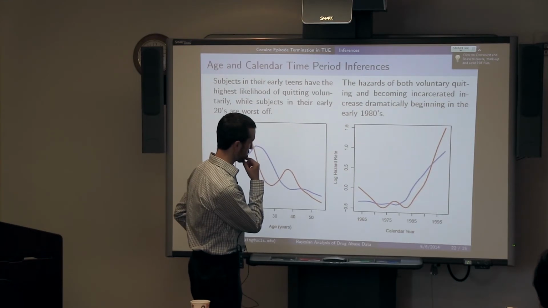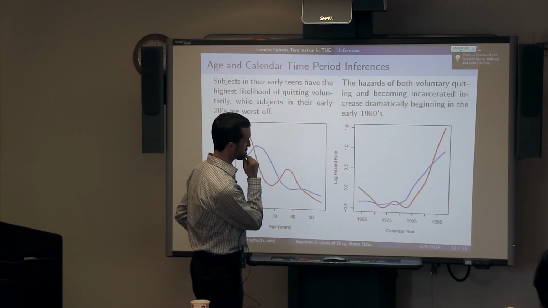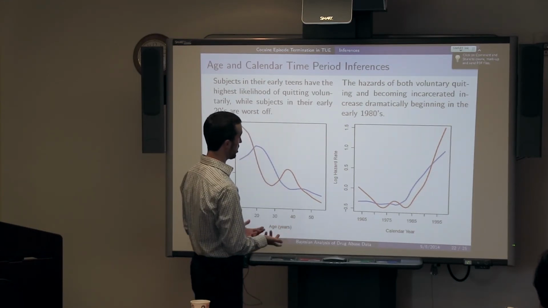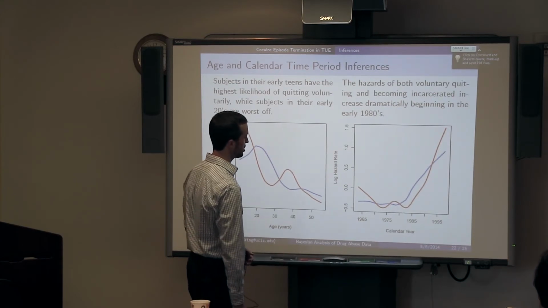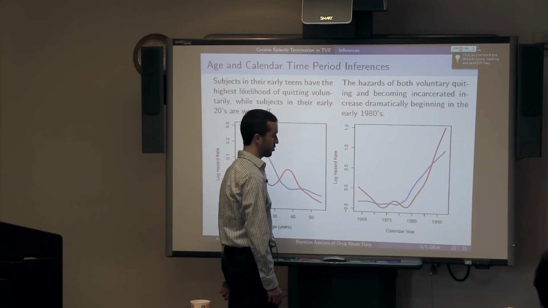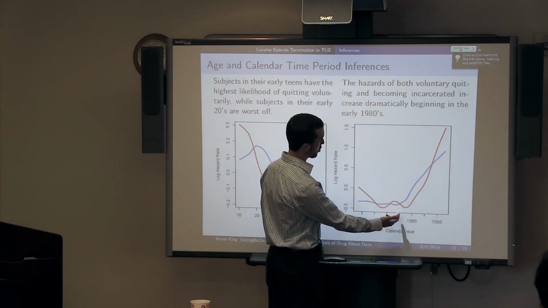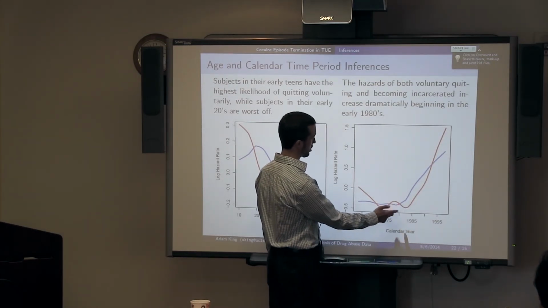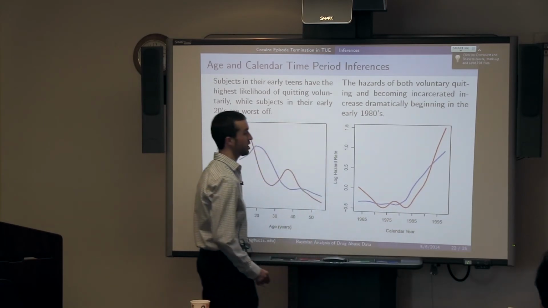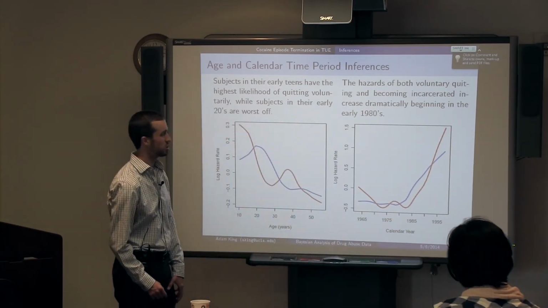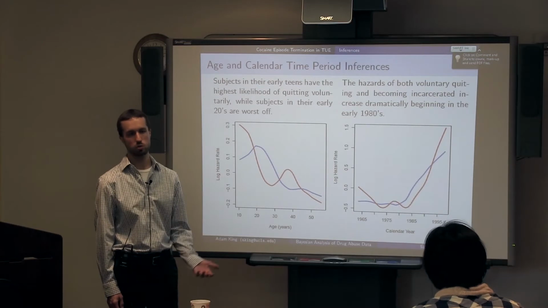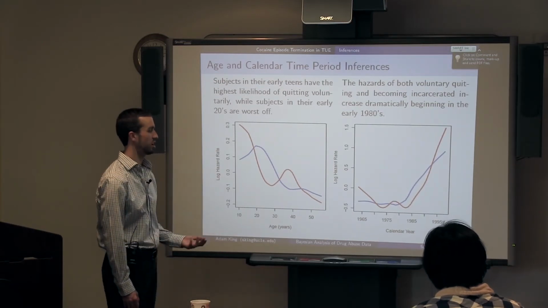Probably the more interesting picture, I think, is depicting the relationship between absolute calendar time and the risk of these two events. What you'll see, first of all, the most notable feature of this plot is that risks for both events very dramatically increase starting around the year 1980. This is very plausible for incarceration risk. If you'll recall, these are drug users in Los Angeles.